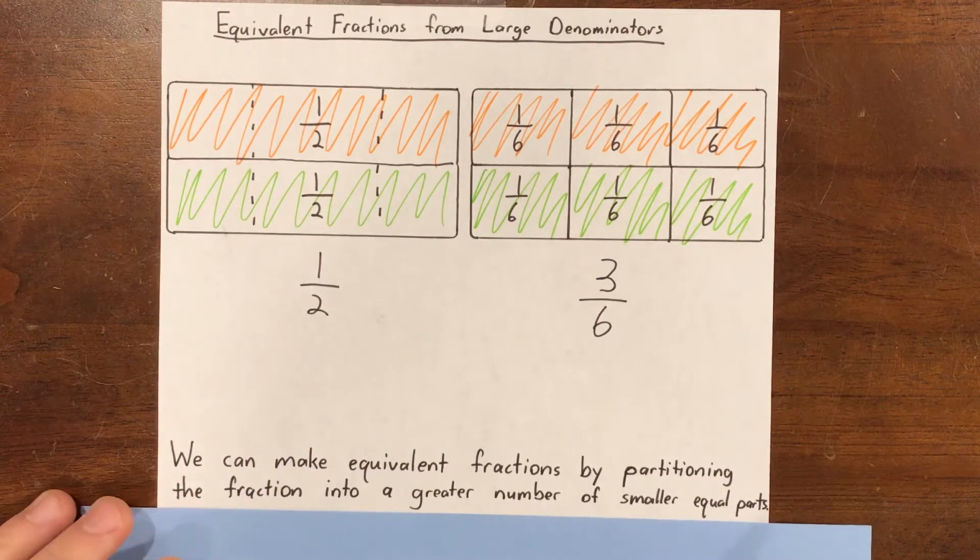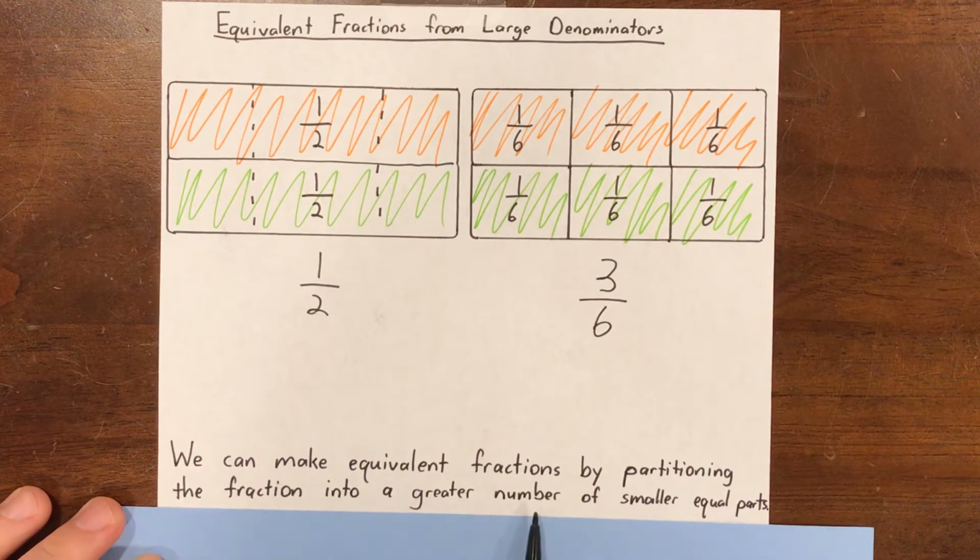Read this key point with me. Go ahead. We can make equivalent fractions by partitioning the fraction into a greater number of smaller equal parts.